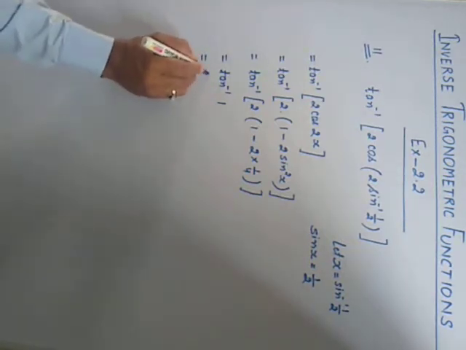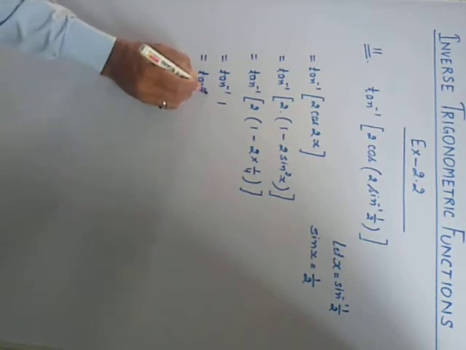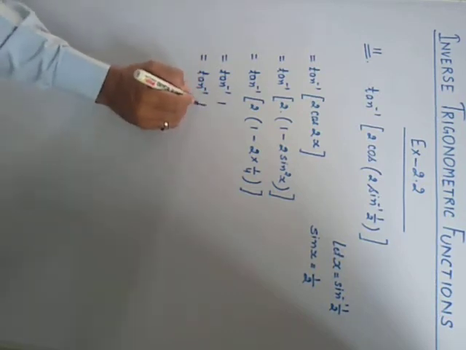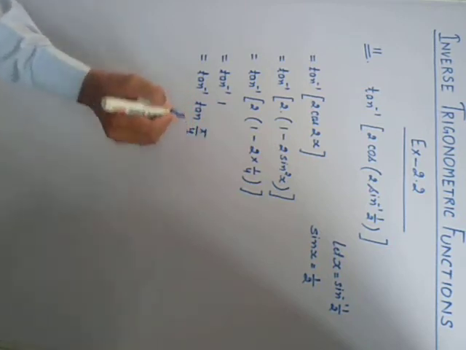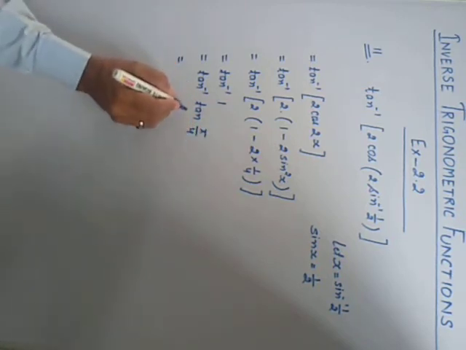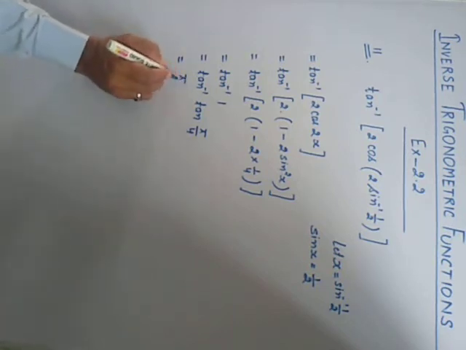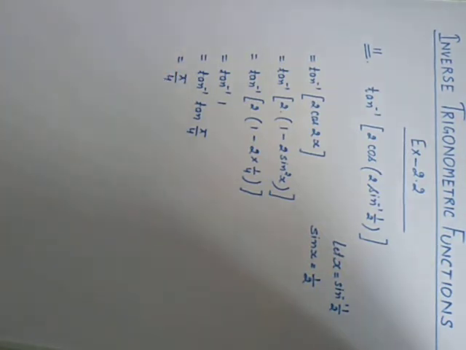Tan inverse 1 can be written as tan inverse, in place of 1 we can write tan pi by 4. Tan inverse tan pi by 4 is pi by 4. So this is the value of the given question.